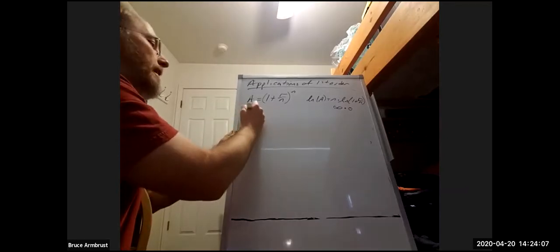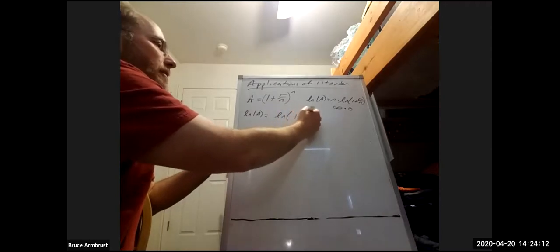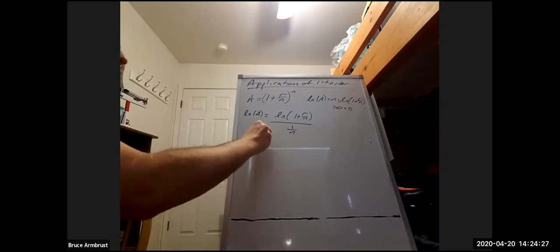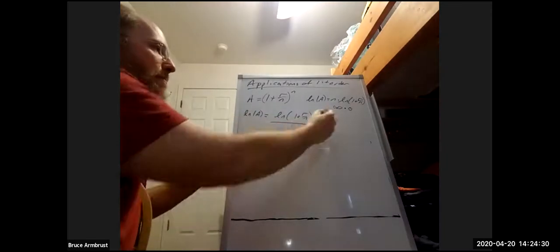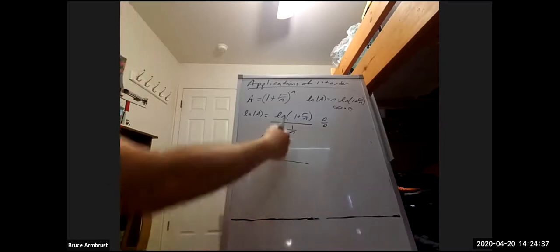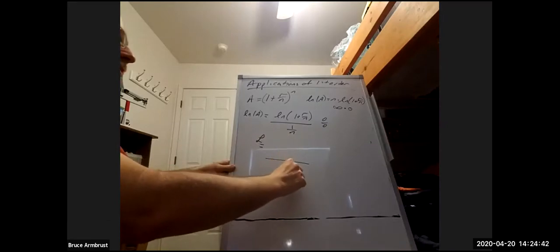So let's write this as natural log of A equals natural log of 1 plus r over n, over 1 over n. And now we've got 0 over 0. So let's apply L'Hopital's rule. So L'Hopital's rule, we just differentiate top and bottom. So we'll start on the bottom. It's easier. n to the minus 1 is going to give me a minus 1 over n squared.